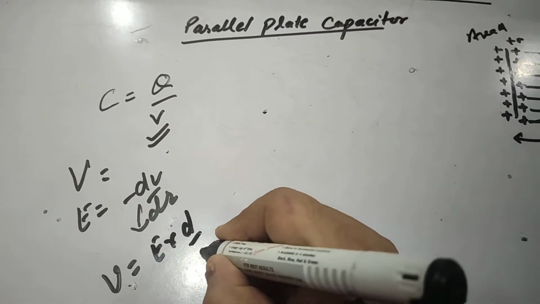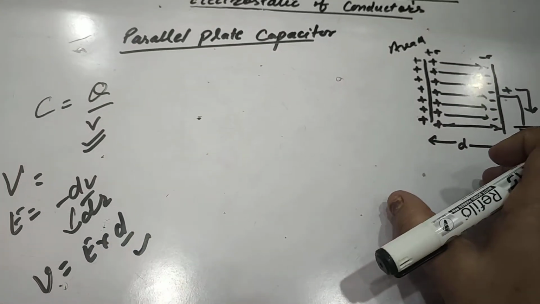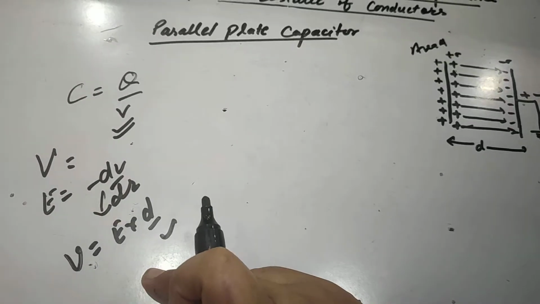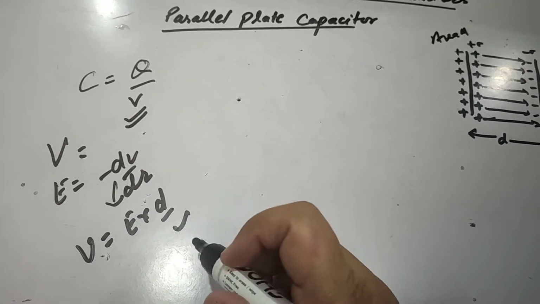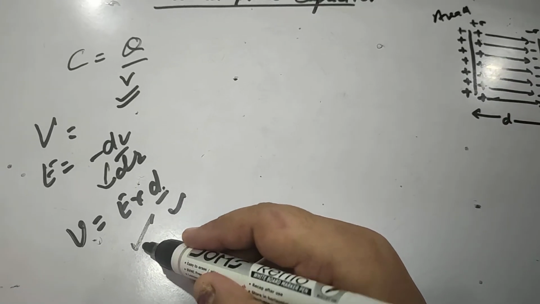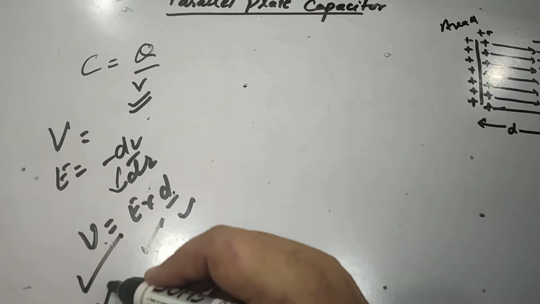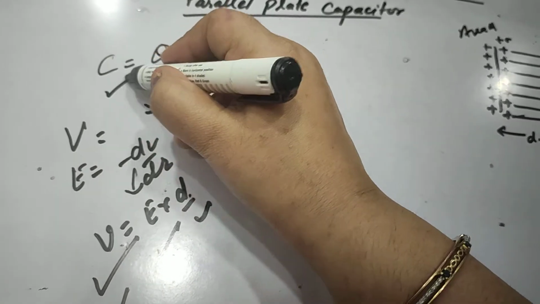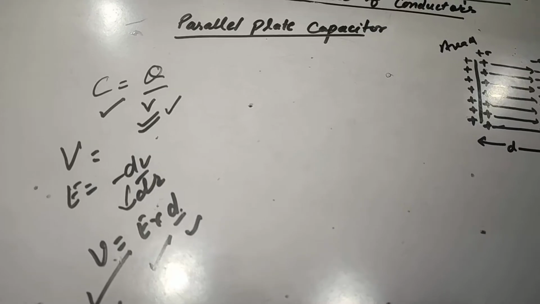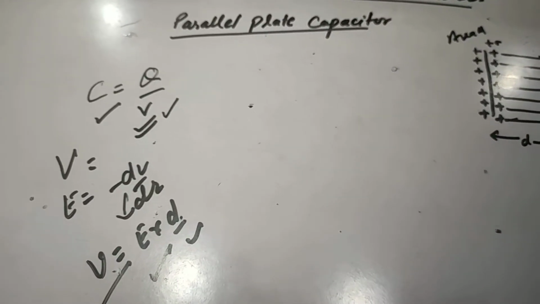Why D? Because D is the distance between the plates, and E is the electric field. So if we can find out the value of E, then putting the value of E we can find out V, and putting this value of V here we can find out C. These were the steps to be followed to find out the capacitance of a capacitor.